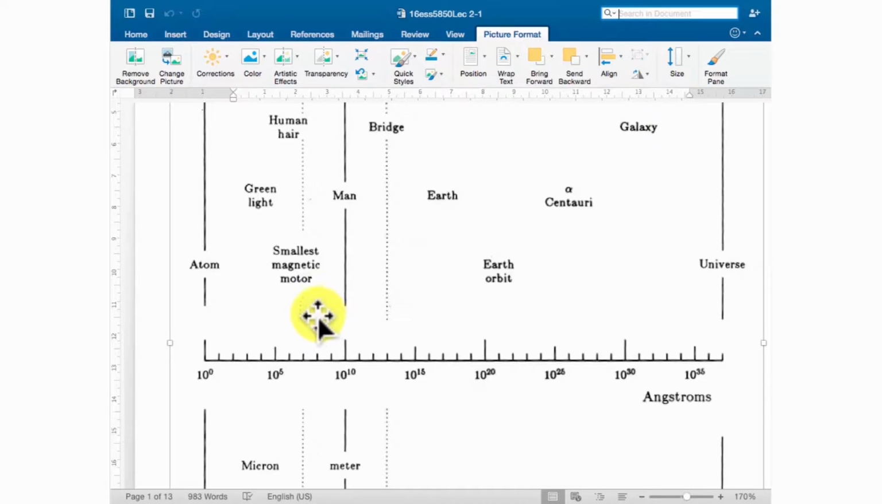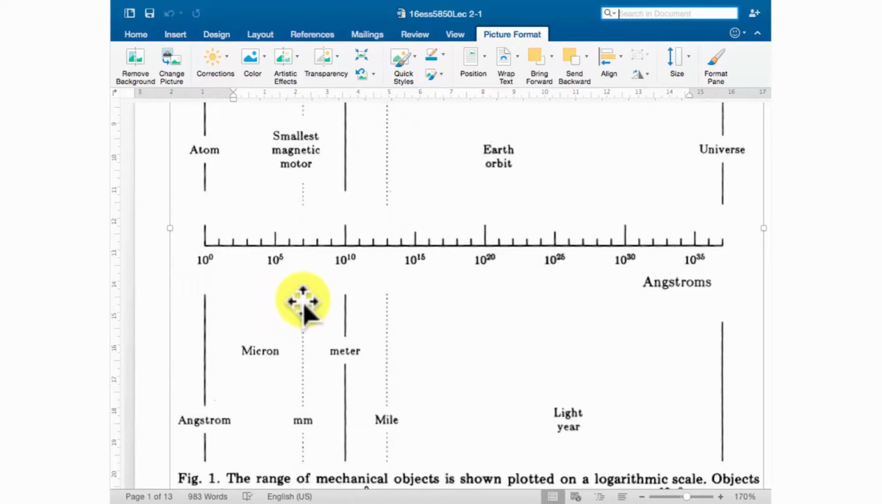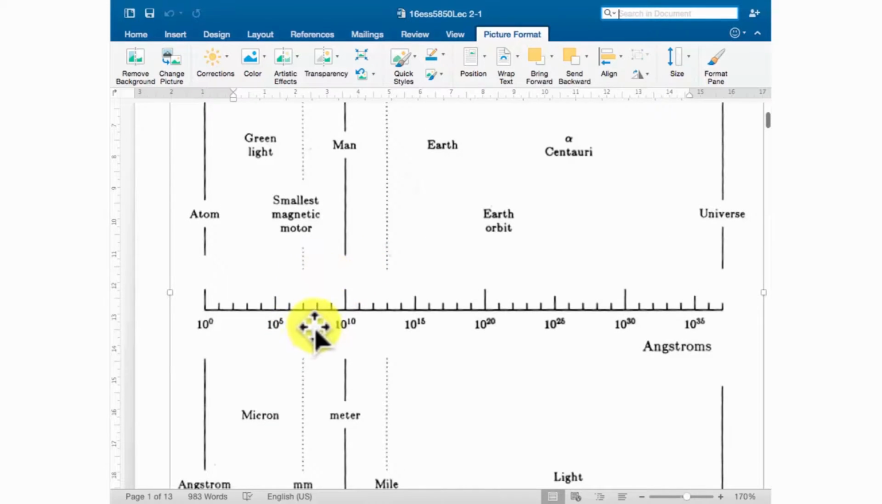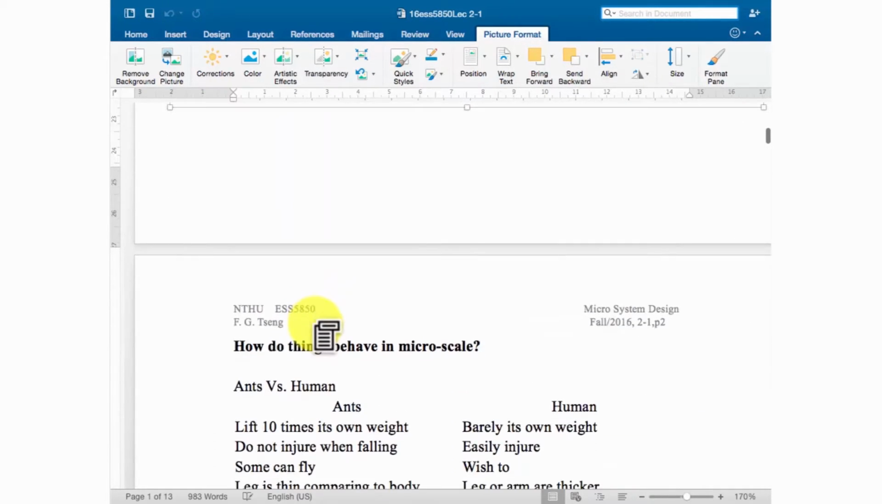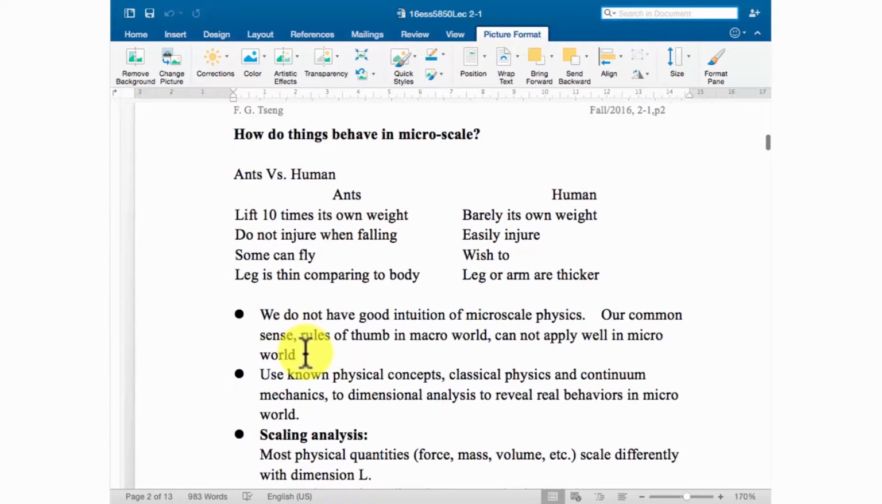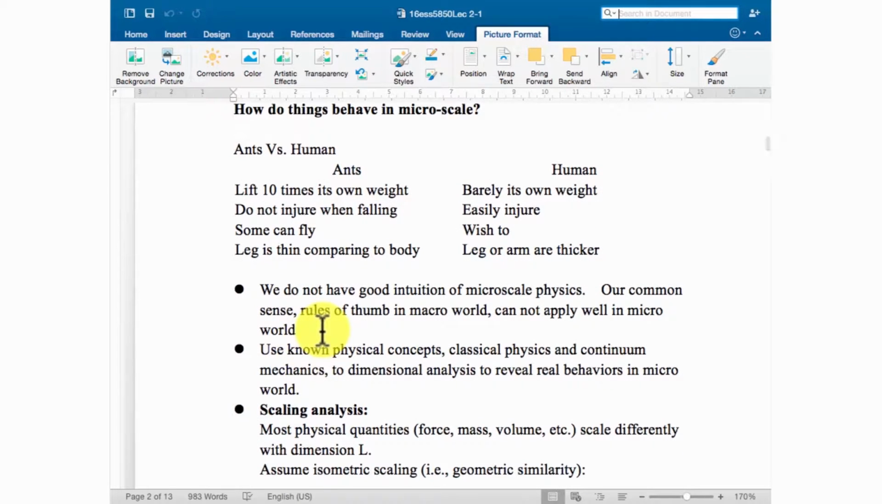However, if we talk about the phenomena below this kind of range, below millimeter size, or even larger than kilometer size, we don't have a good intuition because our intuition is based on the meter size. Okay, so this is a problem. And also if we get this kind of problem, we always come back to real physics, the real equation, because the equation will not lie to you.